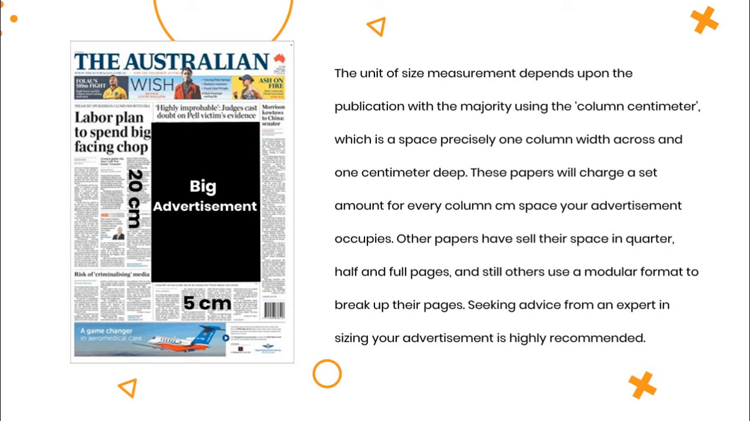The unit of size measurement depends upon the publication, with the majority using the column centimetre, which is a space precisely 1 column wide across and 1 centimetre deep. These papers will charge a set amount for every column centimetre space your advertisement occupies. Other papers sell their space in quarter, half and full pages, and still others use a modular format to break up their pages. Seeking advice from an expert in sizing your advertisement is highly recommended.